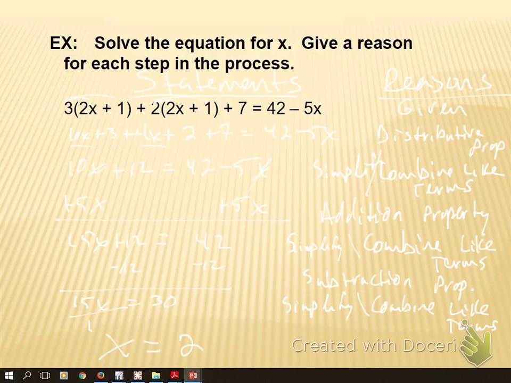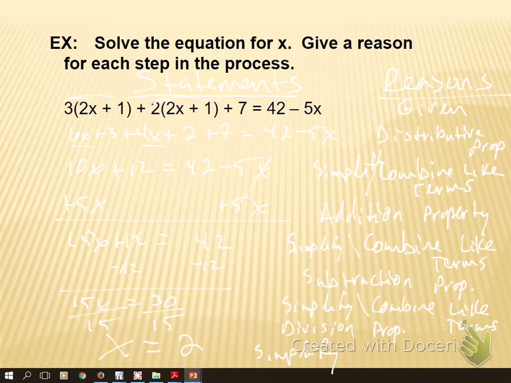Okay, the last thing we're going to do to solve this thing is divide both sides by 15. And that's from the division property. And then from there, it's kind of odd to think about combining like terms when you're dividing 30 by 15. So I think it makes more sense to go ahead and just call this step simplify, because you're not really combining like terms. It's weird to think of it that way. So, and there we go.